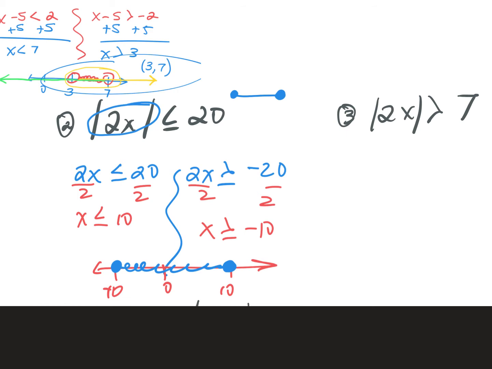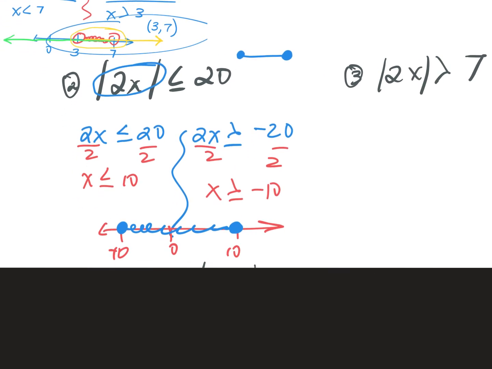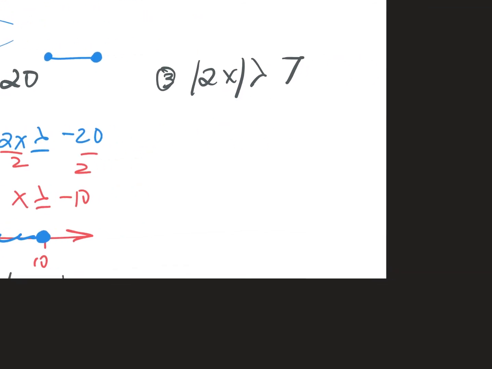If you're not so sure, still pick something that's bigger than 10. If I pick something bigger than 10, should it work? Yes or no? Did I color over something bigger than 10? No. So plug in 11. What's 2 times 11? 22. Is 22 less than or equal to 20? No, so we're good.